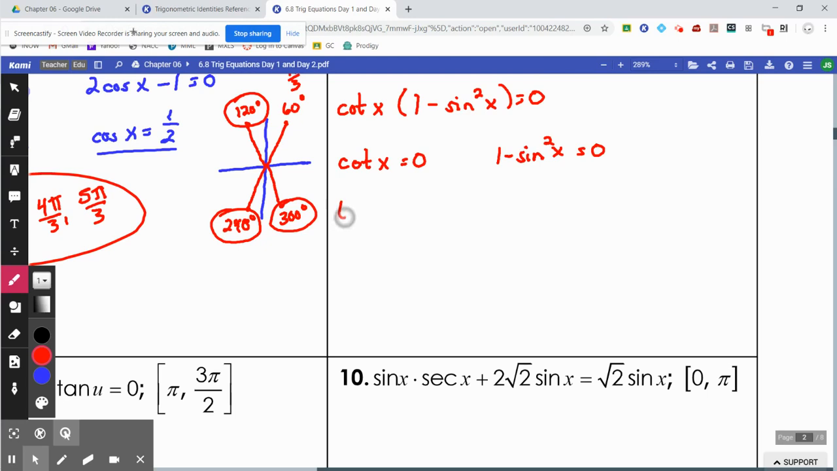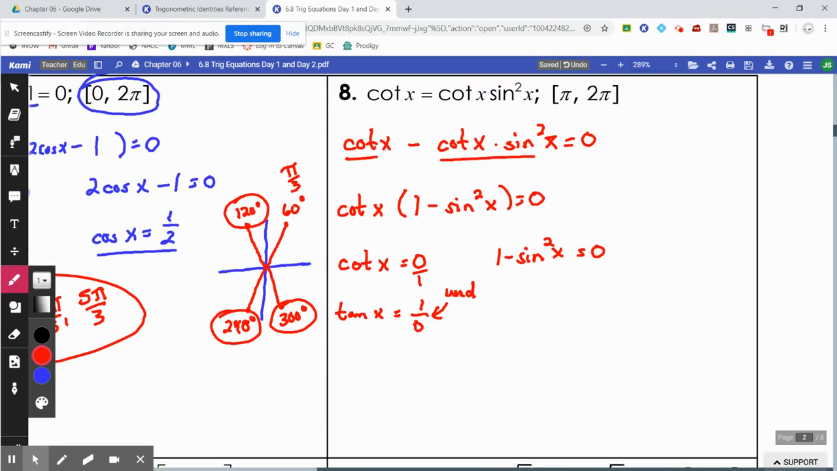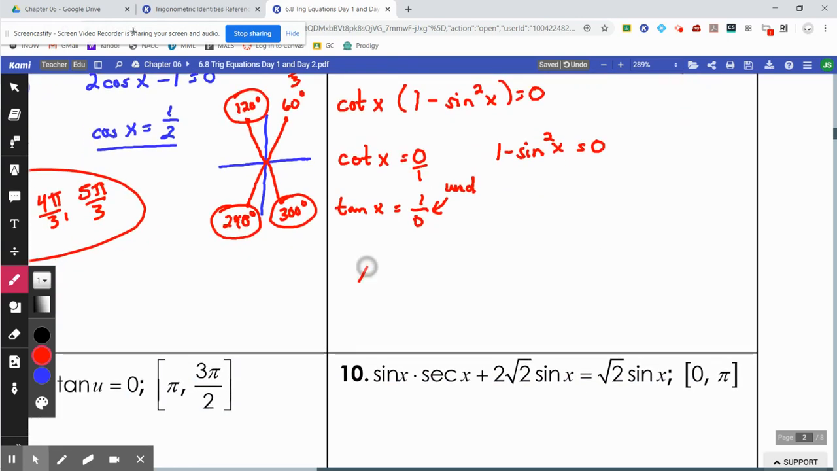I like working with tangent. So you're looking for where the cotangent of x is equal to 0 or 0 over 1. That means where is the tangent equal to 1 over 0? Now that's odd. That is undefined. So we're pretty much looking for where is tangent undefined. And that's going to be where cotangent is equal to 0. Now between pi and 2 pi, so we're looking for all answers from 180 to 360. Where is tangent undefined? Where's my slope undefined? And that x value is going to be at 270 degrees.